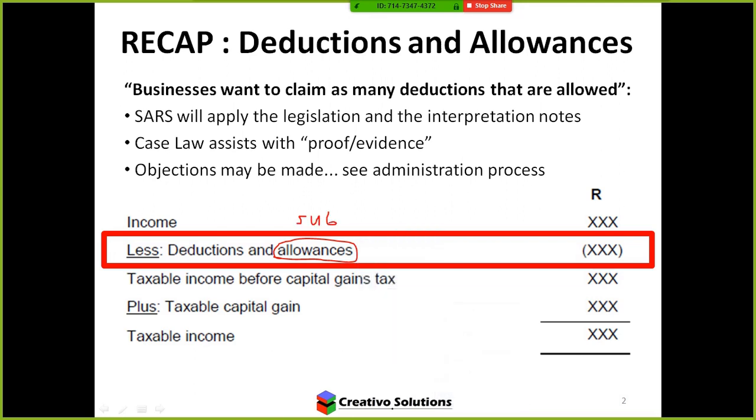Does that kind of make sense in terms of what a deduction is and how that relates to an allowance? Yes. Yes, it does. Okay, perfect.